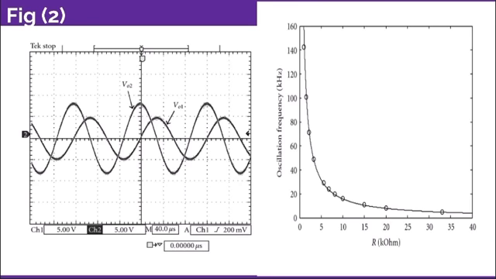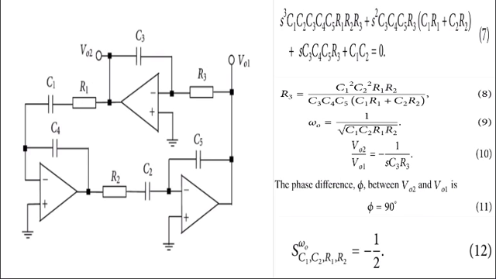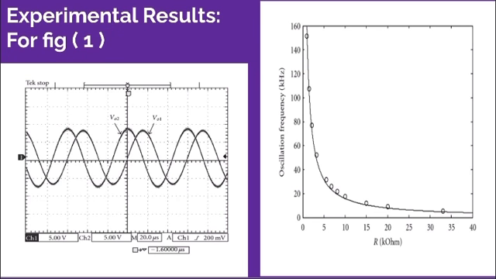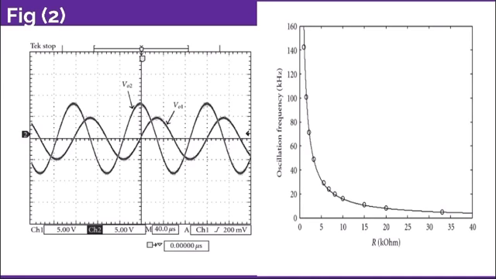This is the plot for the second diagram as well. So this is the plot, and this is the same for both circuit diagrams 1 and 2. So this is for circuit diagram 1, and this is for circuit diagram 2, two plots.